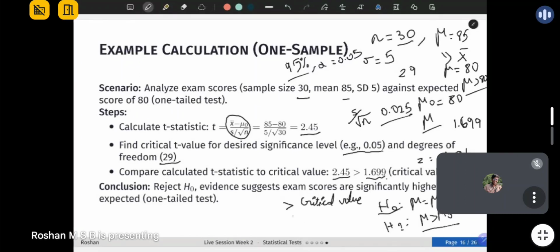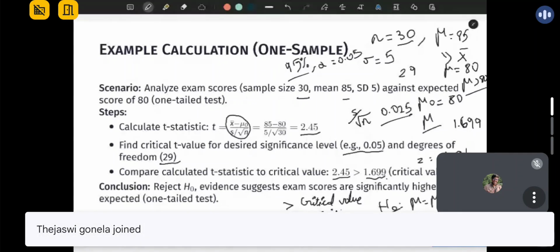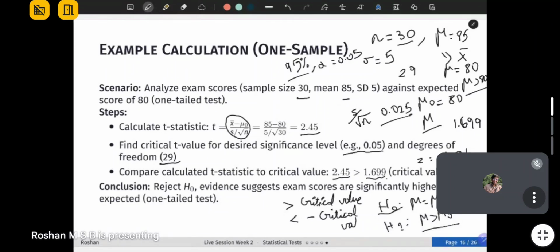Or less than minus critical value. It can be both ways, so it can be at either end of the tail. So that is how you convert it over to a two tail test. Okay, any more doubts?